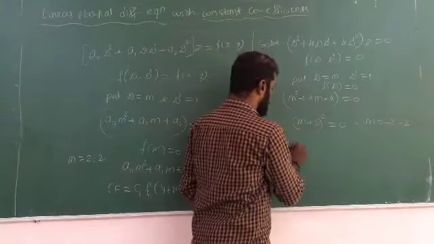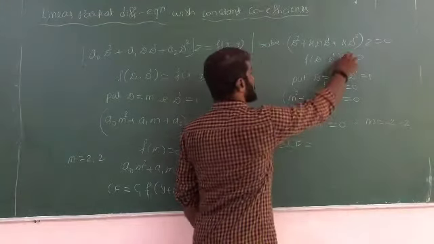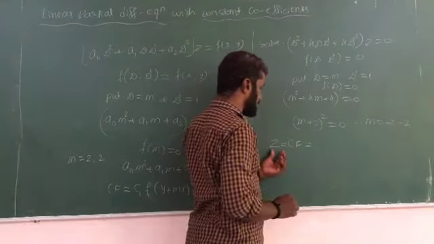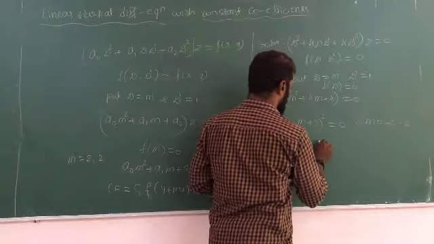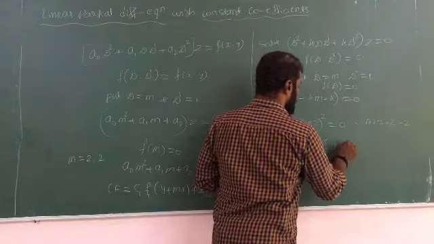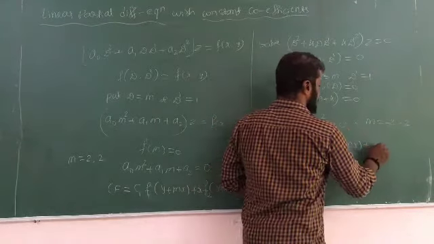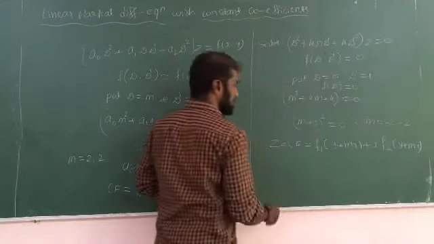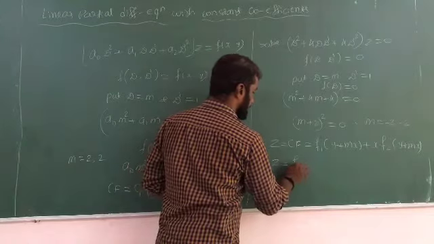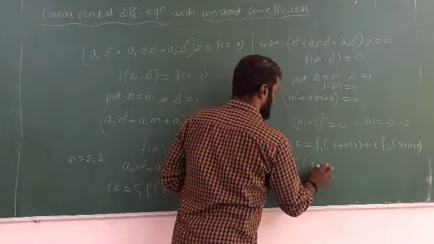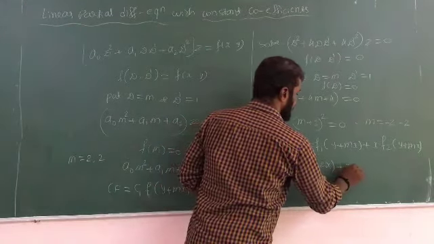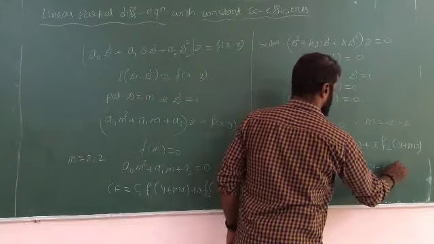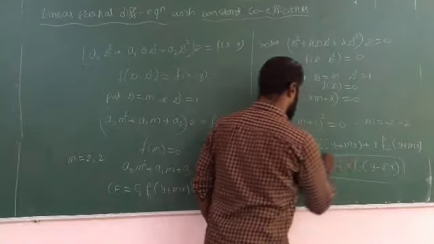The CF equation has independent variable z. So z is equal to CF, that is f1 of y plus m x plus x into f2 of y plus m x. What is m? Minus 2. Substituting, z is equal to f1 of y minus 2x plus x into f2 of y minus 2x. So this is the answer.